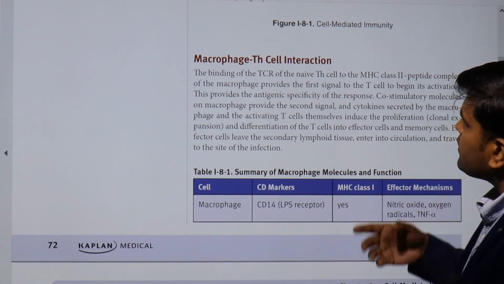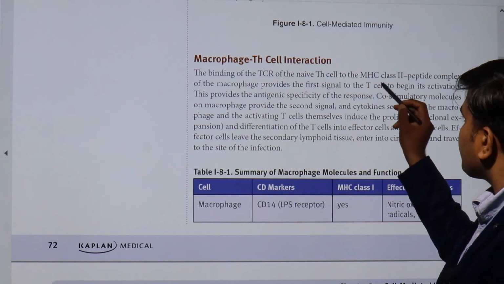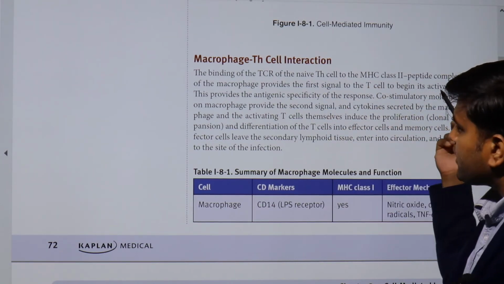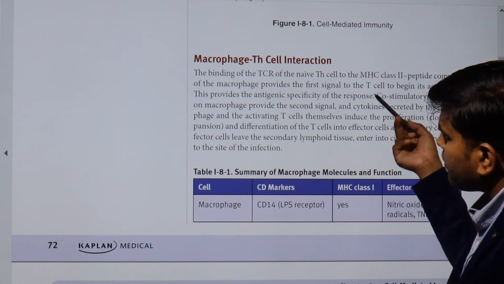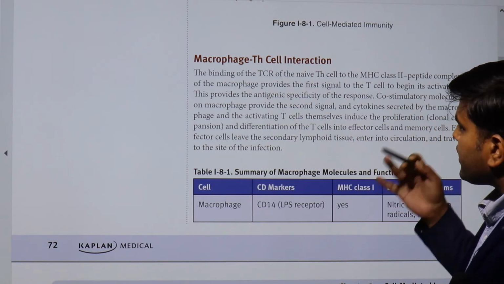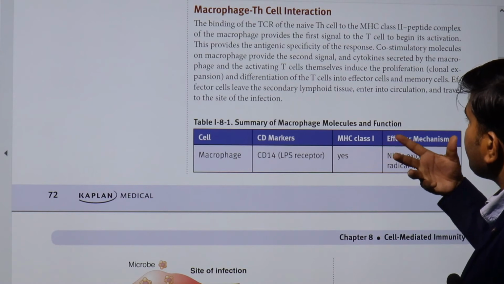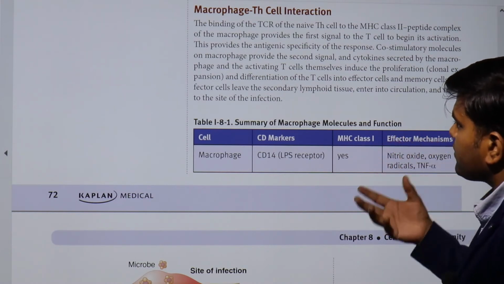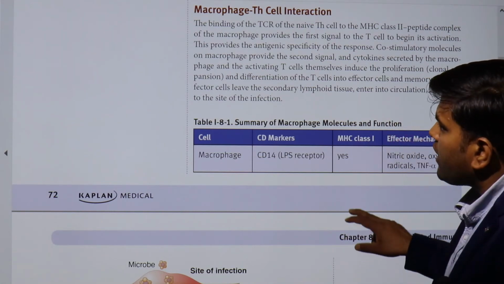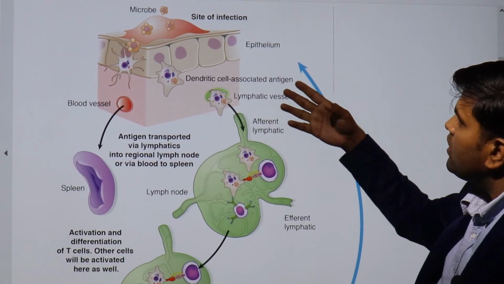Macrophage T cell interaction: binding of the TCR of the naive T cell to the MHC class 2 peptide complex of the macrophage provides the first signal for the T cell to become activated. We talked about T cell activation. There is the co-stimulatory signal, then it gets activated, there is clonal expansion, and then the T cell becomes an effector cell and memory cell. The effector cell leaves the secondary lymphoid tissue, enters the circulation and travels to the site of infection, which we have talked about.